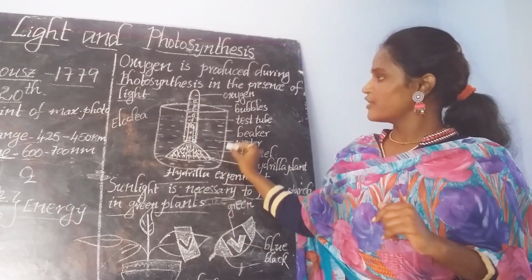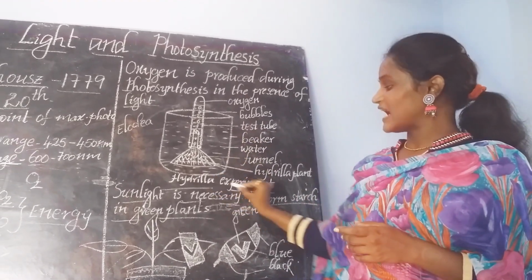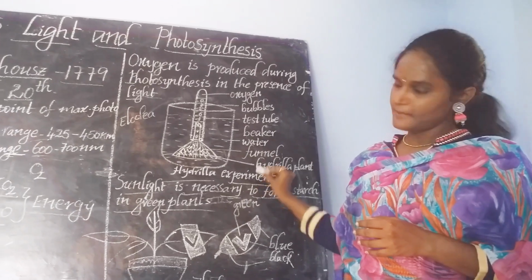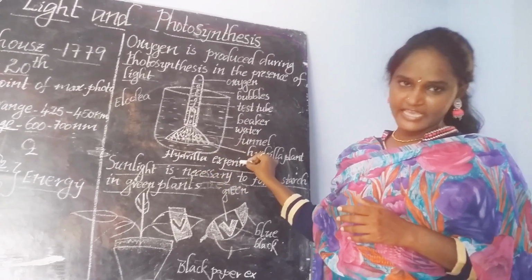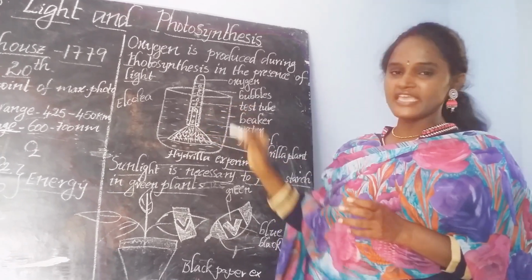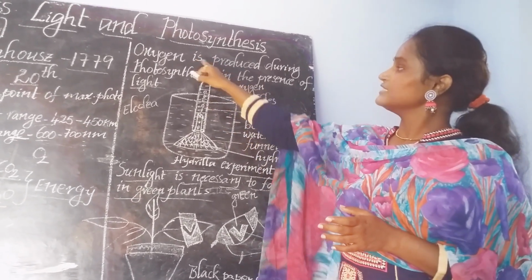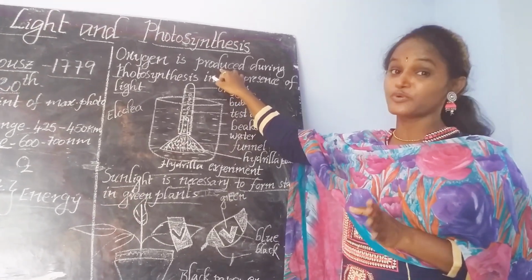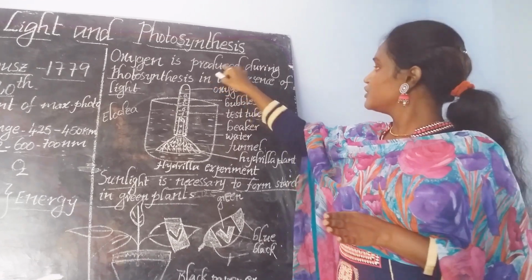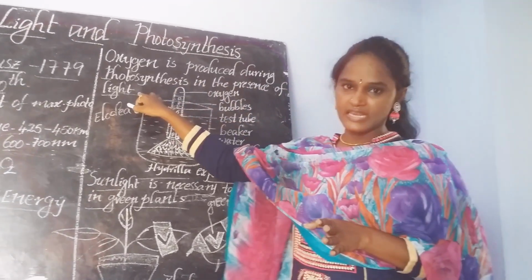Now we are going to discuss a small experiment which is called the Hydrilla experiment. By taking an aquatic plant like Hydrilla, we are doing this experiment. What is the aim of this experiment? To prove oxygen is produced. Here you have to remember the word produced. Produced during photosynthesis in the presence of light.